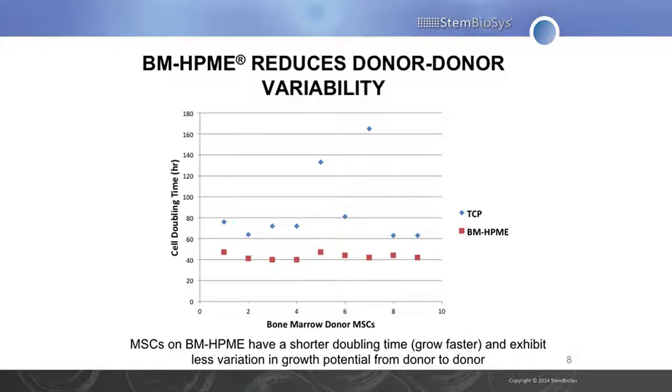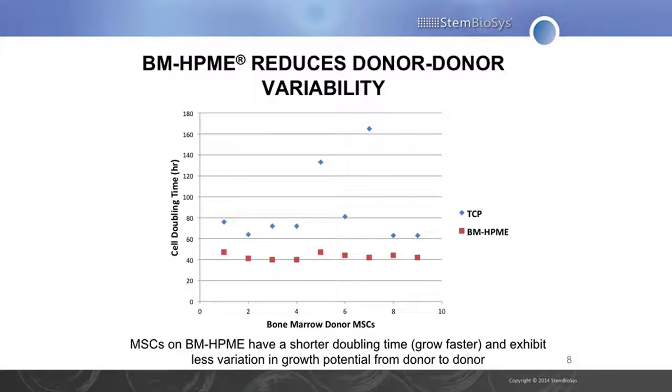Being a complex extracellular matrix, there's also concern about the ability to reproduce the same extracellular matrix from batch to batch. And I think the slide illustrated here is a great example of how mesenchymal stem cell behavior has been normalized by providing this extracellular matrix. And this is compared to a very standard substrate. In this case, it's tissue culture treated plastic.